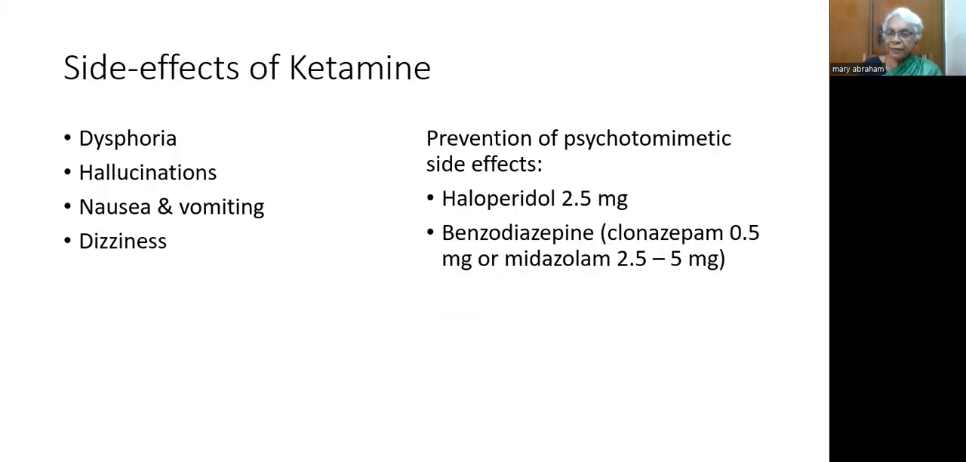But there are side effects of ketamine. You're aware that it can cause dysphoria, hallucinations, nausea, vomiting, dizziness. So you can prevent these psychotomimetic side effects by giving haloperidol or a benzodiazepine like clonazepam or midazolam. Next, please.